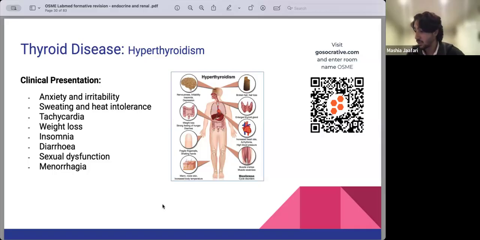So again, another question for you guys on the thyroid. Please give that a go, and then we will continue.